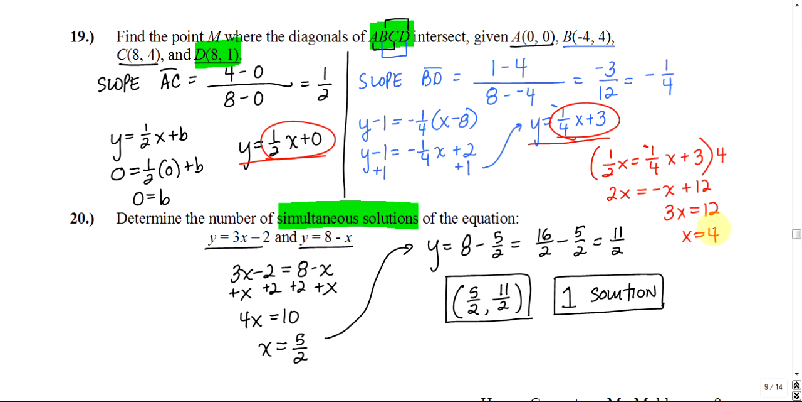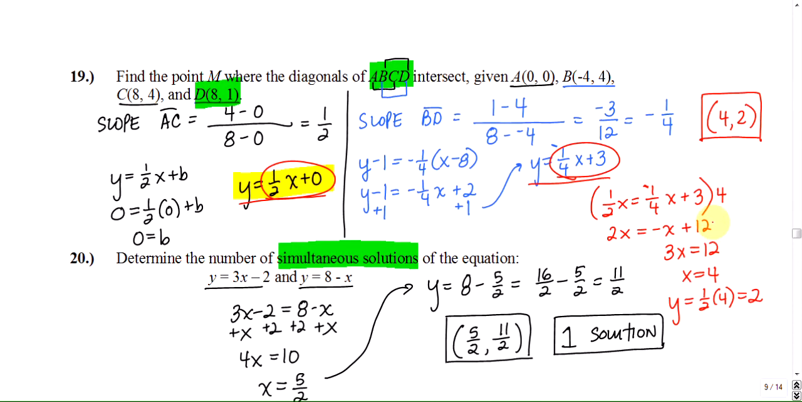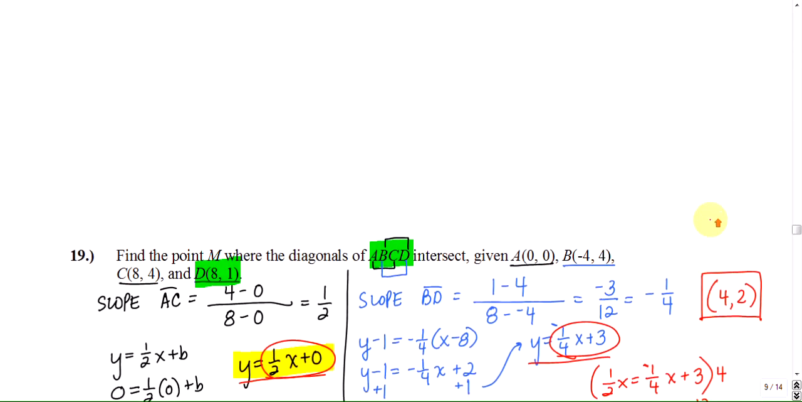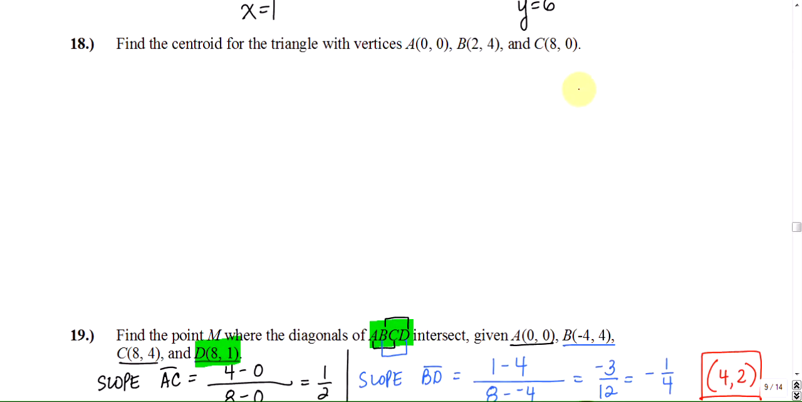And now I need to take this and plug it back into one of my two equations. It looks like this one might be the easiest. So y equals 1/2 times 4, which is 2. So the diagonals, if I can talk, cross at 4, 2. I didn't graph this one. It might be a good one to graph if you want a visual. And now we'll go back to the centroid problem.